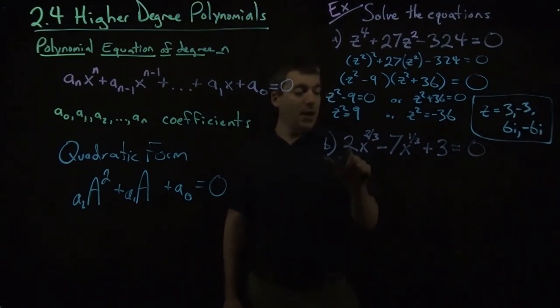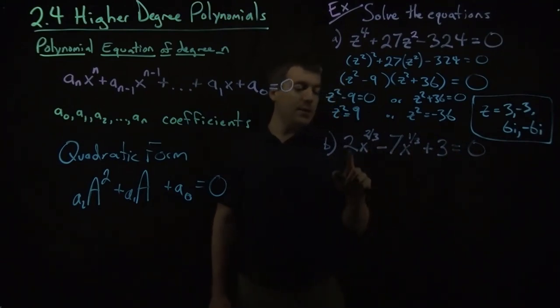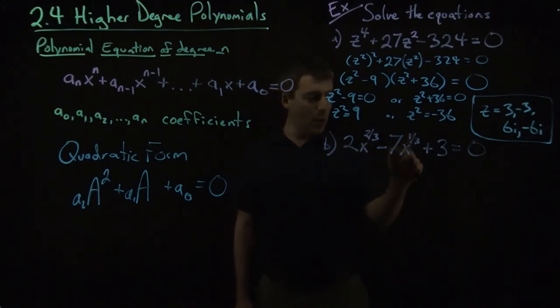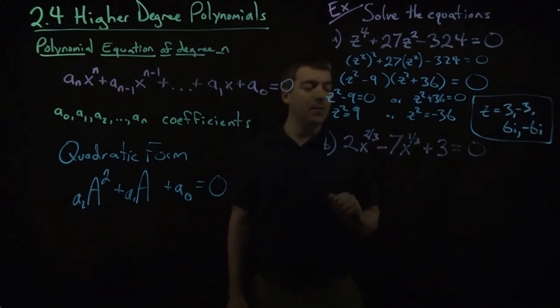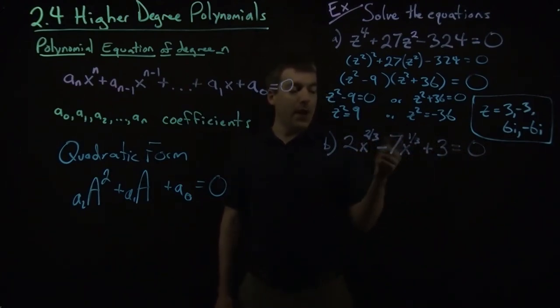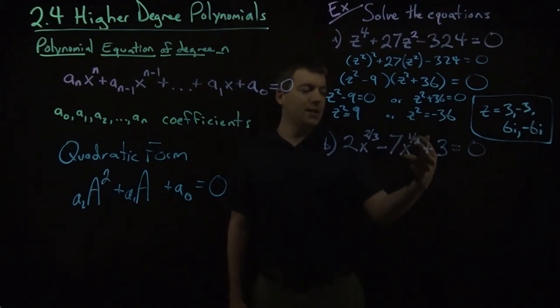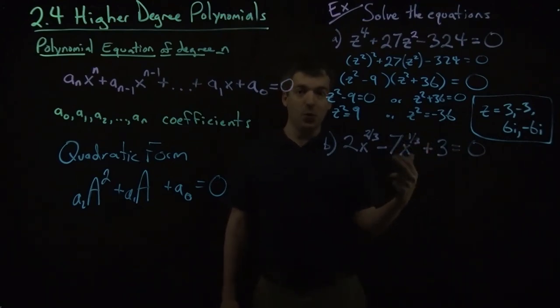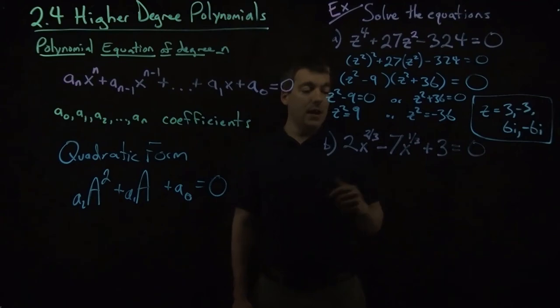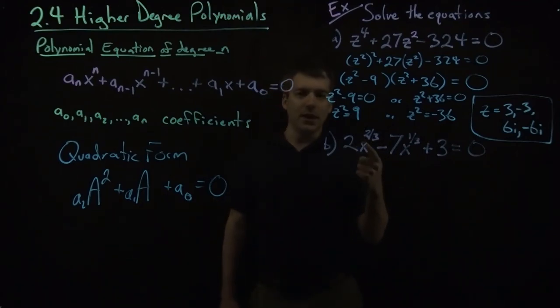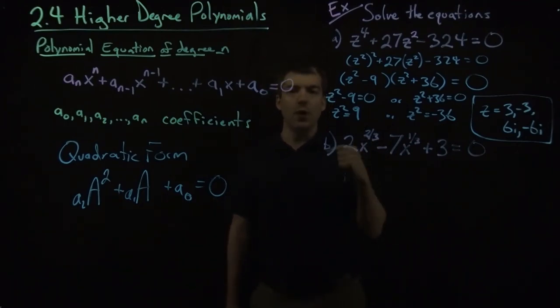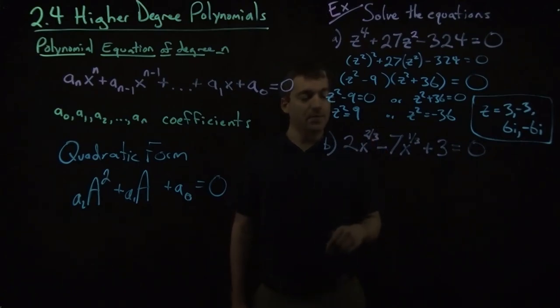All right. Let's look at another quadratic form: 2x to the 2/3 minus x to the 1/3 plus 3 equals 0. Now don't let the fractions in the exponent scare you. The denominator here represents a root, so x to the 1/3 is actually the cube root of x. This 2 here acts like a square, so this would be the cube root of x squared.